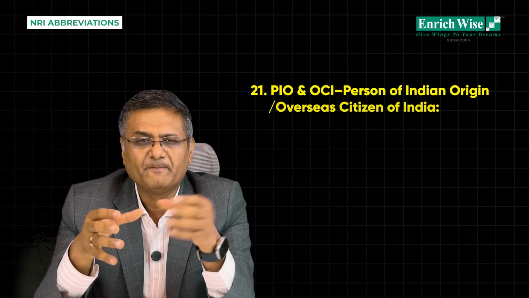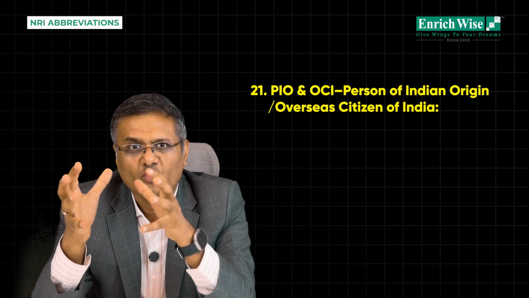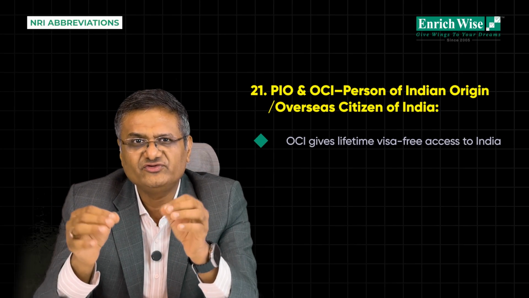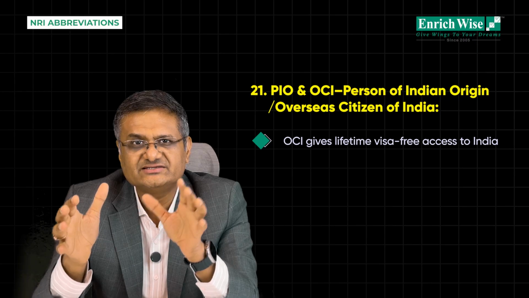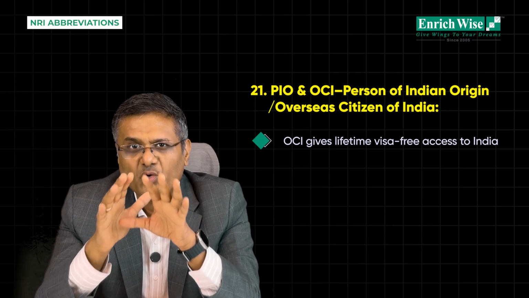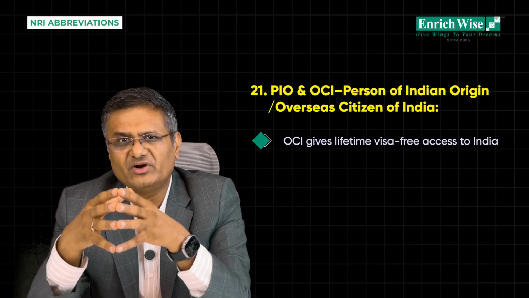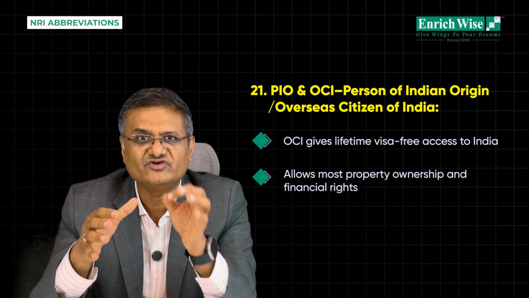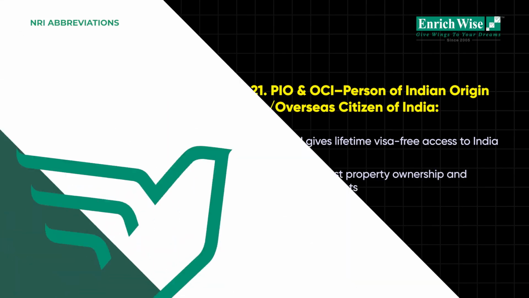PIO or OCI, Person of Indian Origin or Overseas Citizen of India. OCI gives you lifetime visa access and the ability to own most types of property in India. You don't get political rights, but you do get ease of movement and financial ownership here.